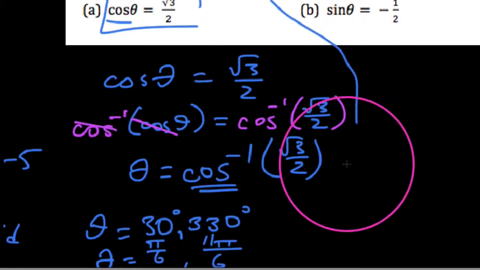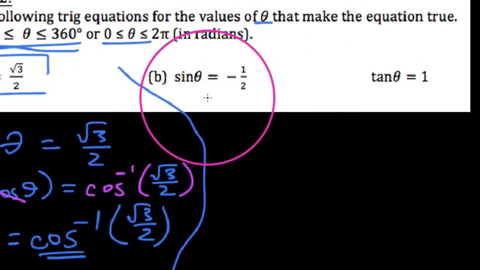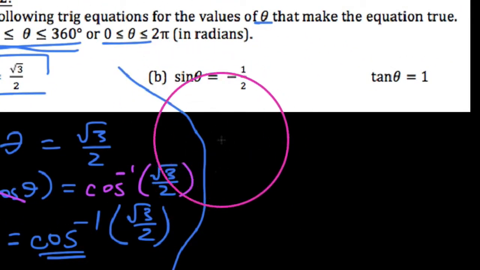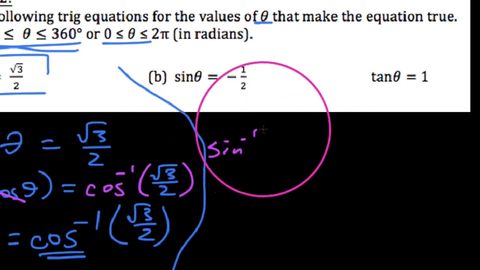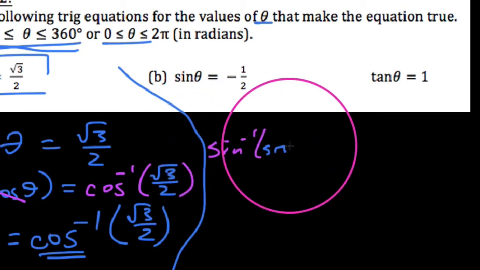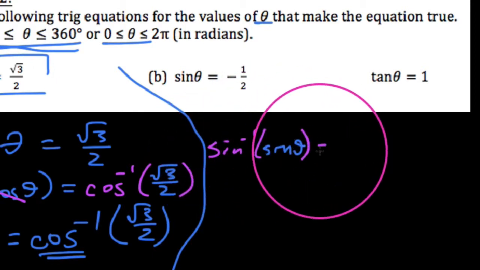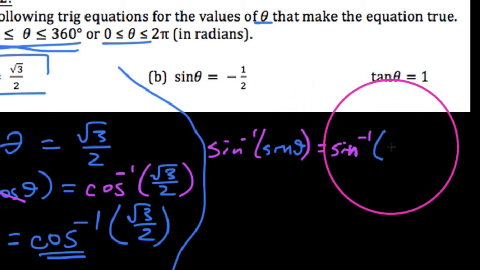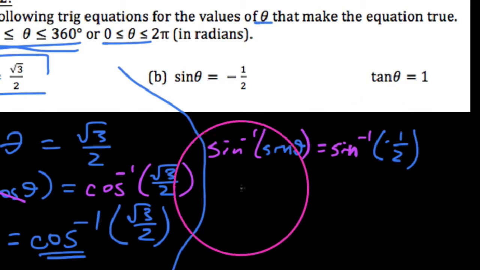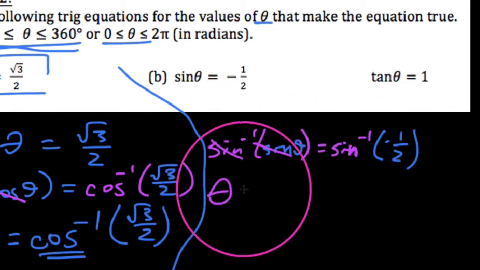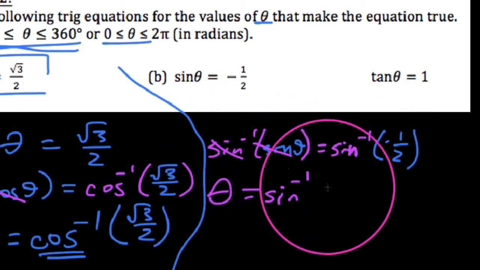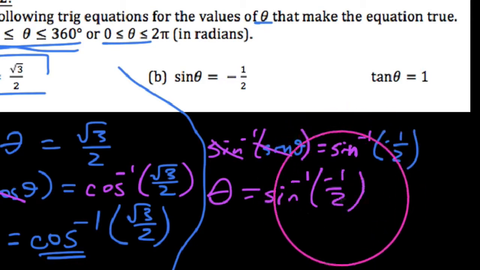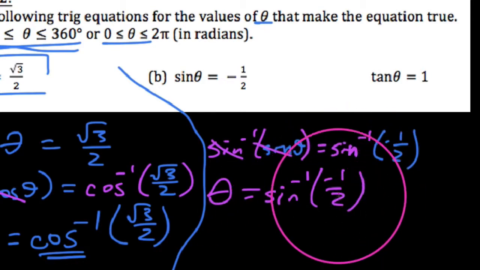Okay, so let's go ahead and take a look at letter B here. We'll go a little bit quicker. We say sine is already by itself. Let's use inverse sine. So we say sine inverse of everything on the left, which is sine of theta, and we're going to do sine inverse of everything on the right of this equation, which is negative a half. And I say, well, these things cancel out. I'm left with theta equals the angle that when you take the sine of it, you get negative a half. That's how you would read this.